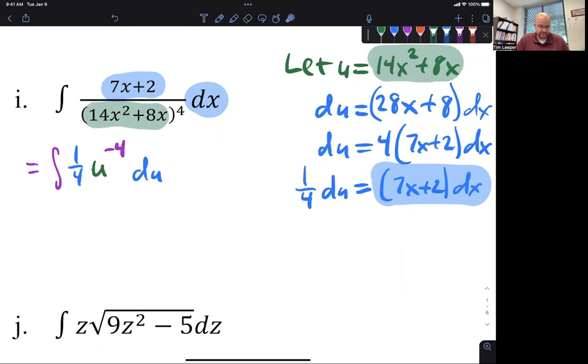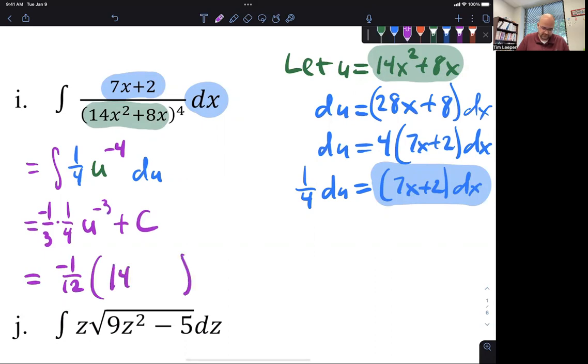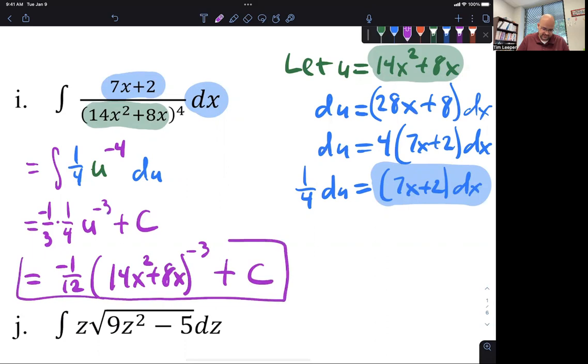So now we just find the antiderivative here. To do that, well, the u to the -4 becomes u to the -3. And so the 1/4 out in front is going to be multiplied by -1/3, the reciprocal of the -3. Plus a constant. Wonderful. So this is going to equal -1/3 times positive 1/4 is -1/12. And instead of the u, we're going to replace it with the entire (14x squared plus 8x) to the -3 power plus c. And I'm more than happy for you to just leave it like that.